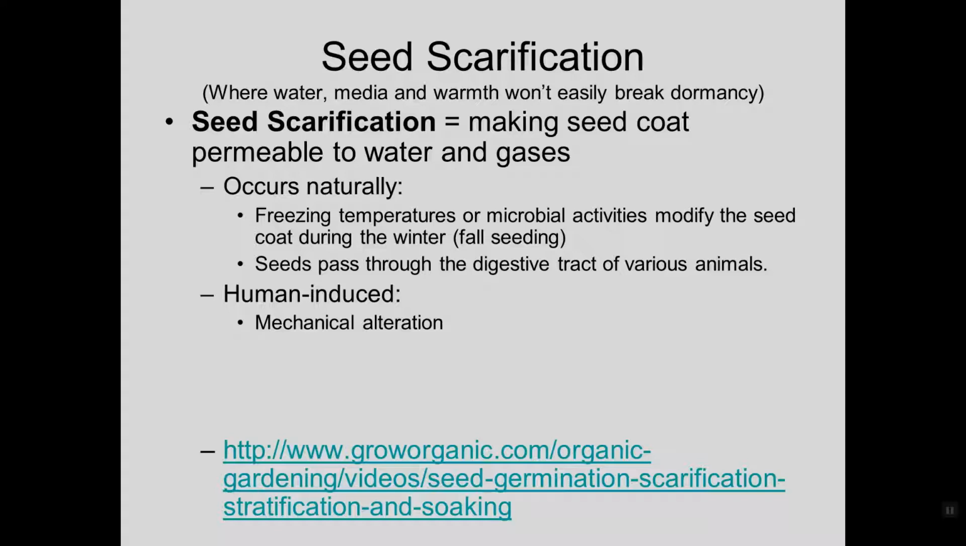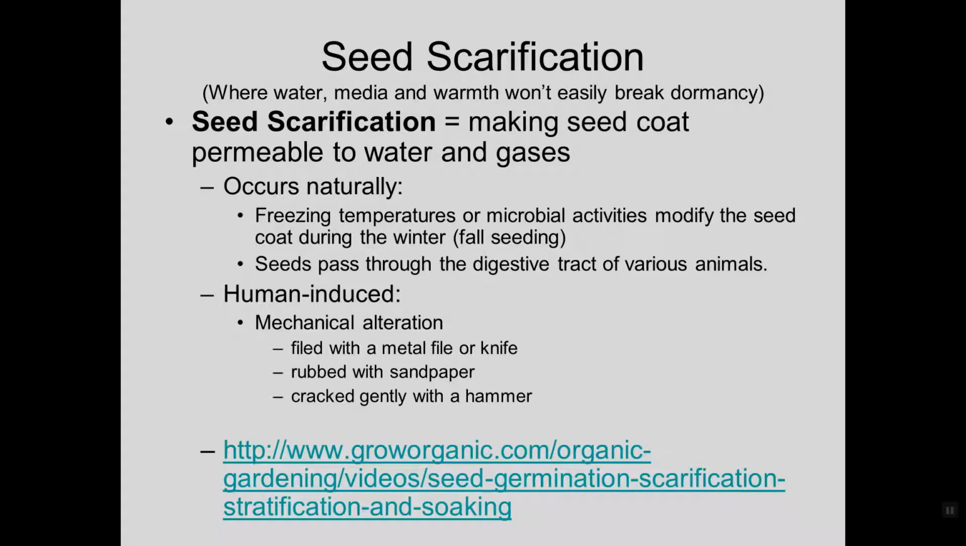Like I said, we can mechanically alter the seed coat by using sandpaper or knives, some way to roughen it. Sometimes seeds are really big and you have to gently crack them with a hammer to get through a really thick seed coat, like a lotus seed. Sometimes hot water is a way. Soak them in hot water, and that will also weaken the seed coat.